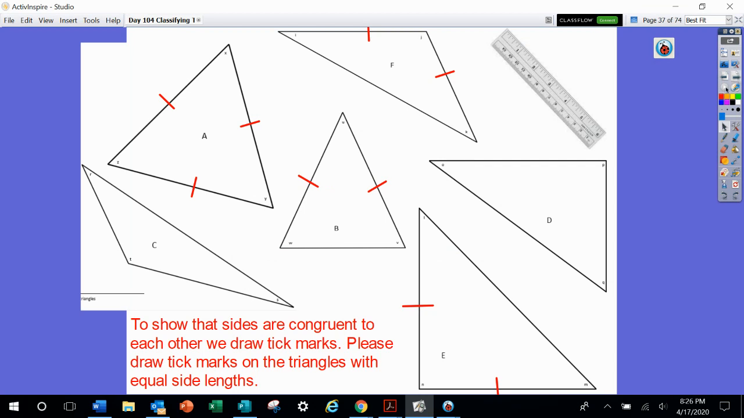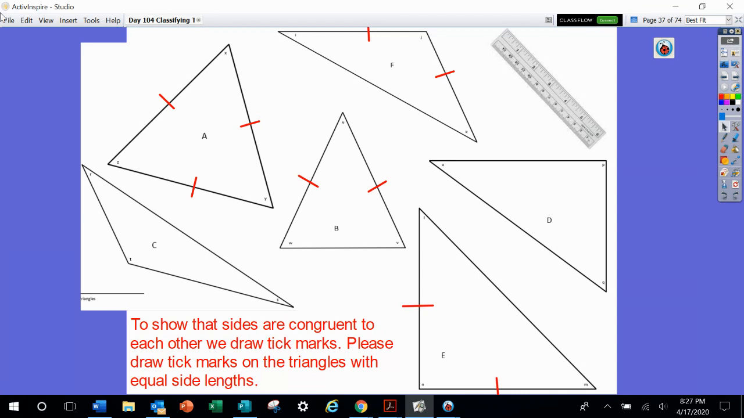Okay, moving on. To show that sides are congruent to each other, we can draw little tick marks. See how on triangle B, we have a mark here and we have a mark here. That shows me that these 2 side lengths are equal. So let's go back on our triangles and let's go ahead and draw those tick marks. So here we're going to have a tick mark here, here, and here.